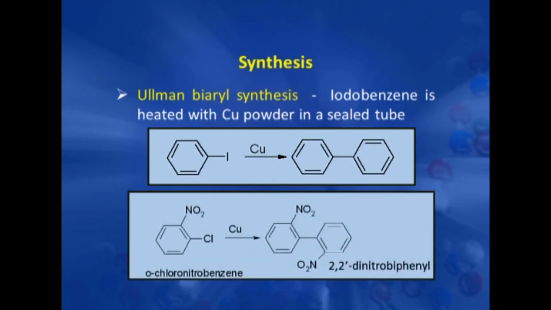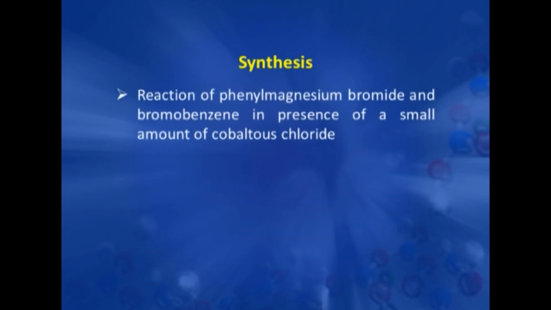If we take aryl chloride and aryl bromides, then there is a necessary condition. In a ring, there should be an electron withdrawing group present on the ortho or para position of the halogen atom. So, if we take ortho-chloronitrobenzene and treat it with copper, then there is a formation of a biphenyl, 2,2'-dinitrobiphenyl.